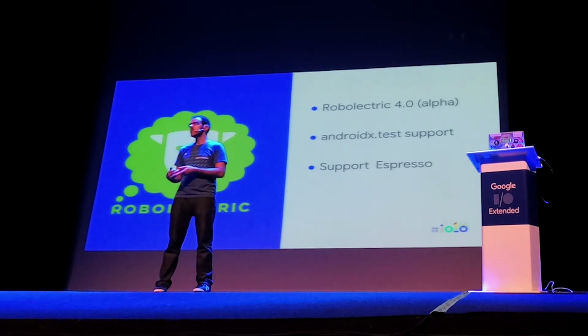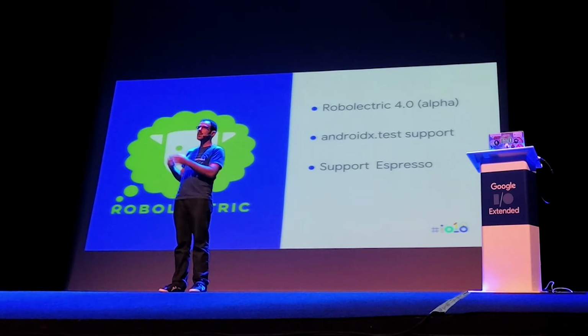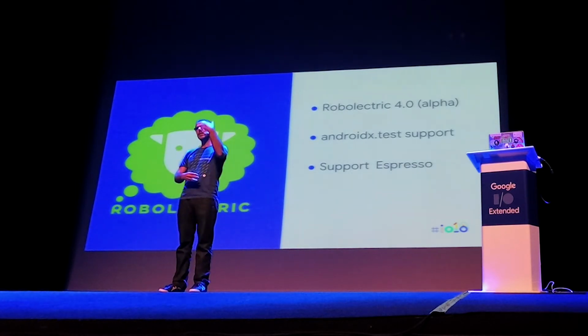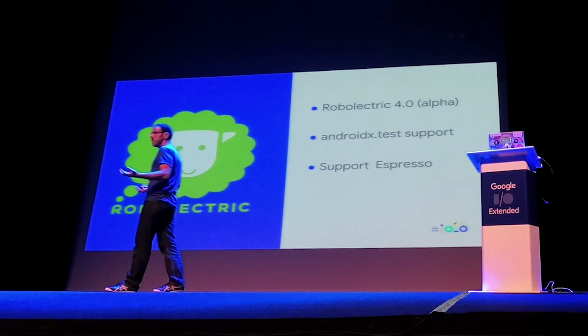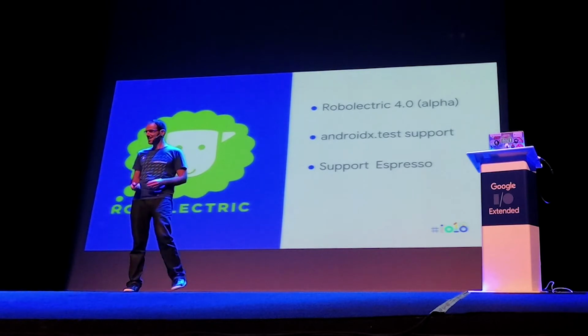It's slow, it doesn't support some parts of the platform, and every time that we have a new API version, there are problems. But now I'm a Roboelectric lover. So what happened to change that?